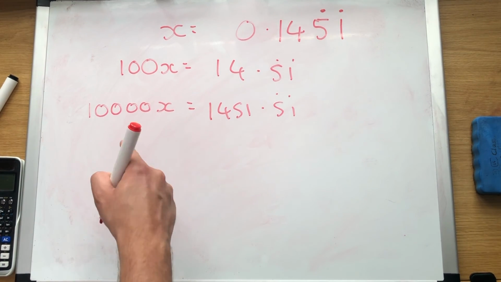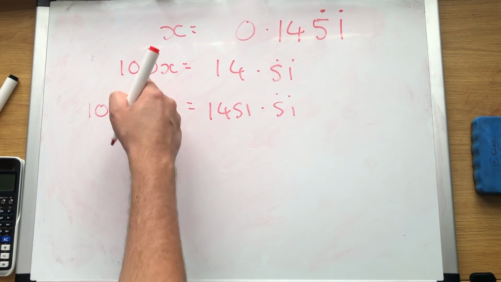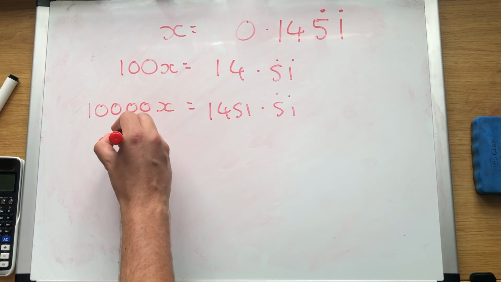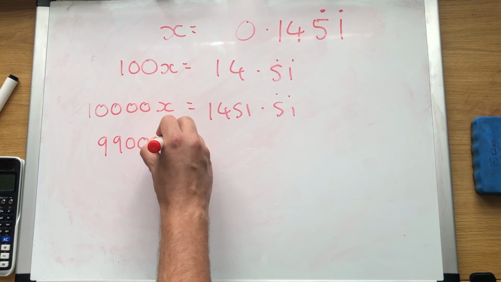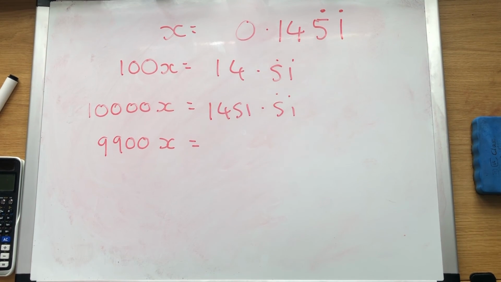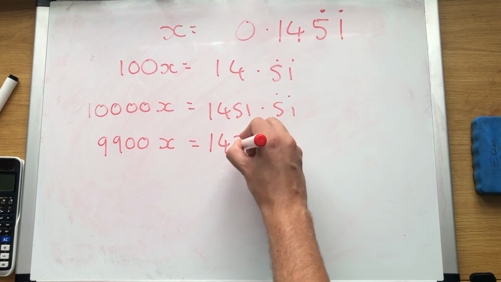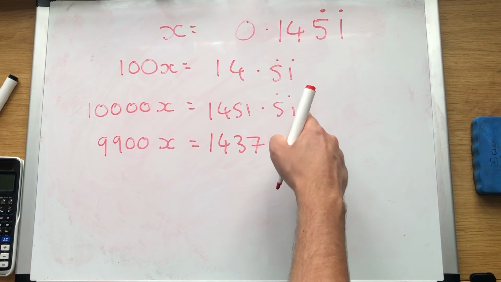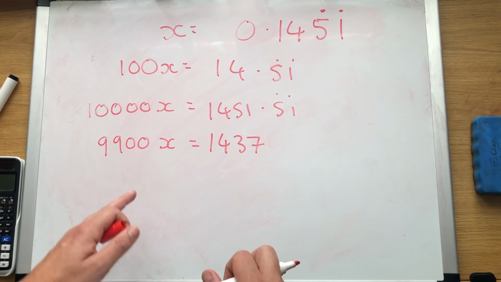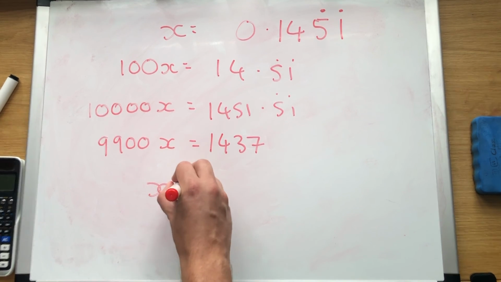10,000 take away 100 this time. This line take away this line. 10,000 take away 100 is going to be 9,900x. 1451 take away 14. 1437. 515151 take away 515 cancels out. And now to get x on its own, divide both sides by 9,900.